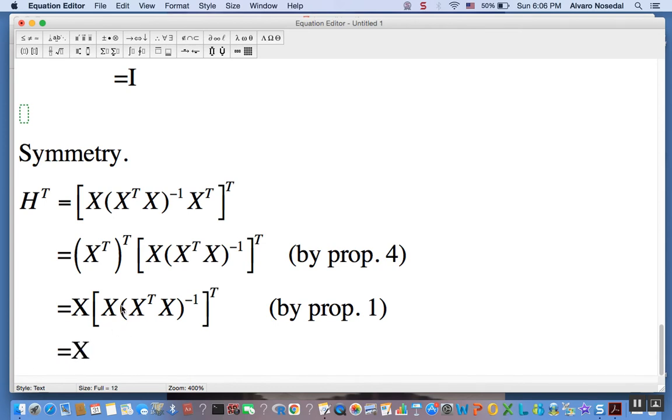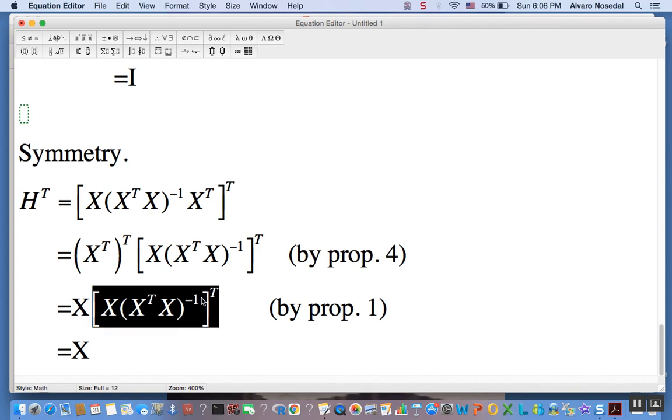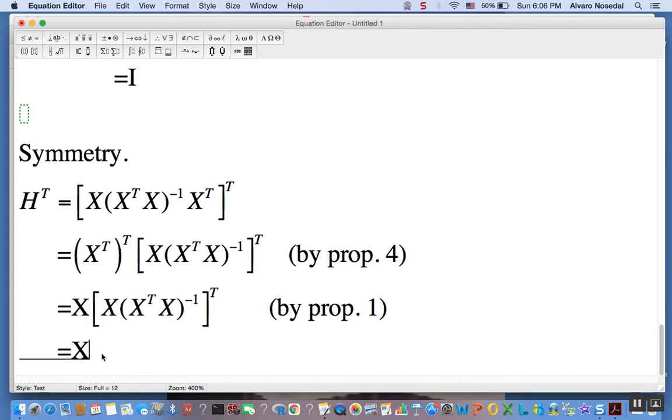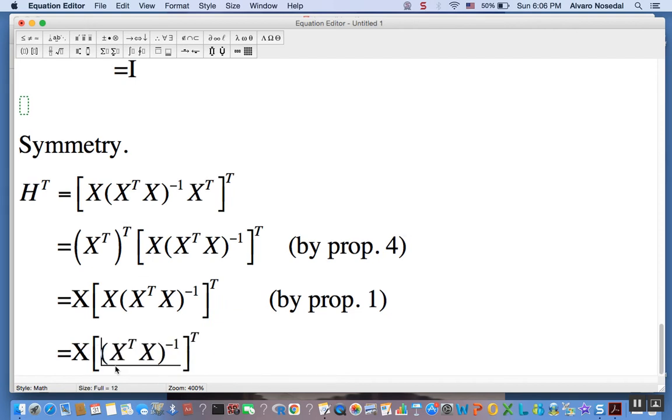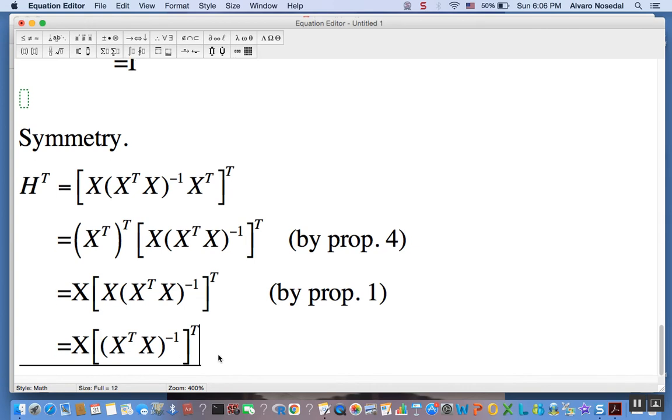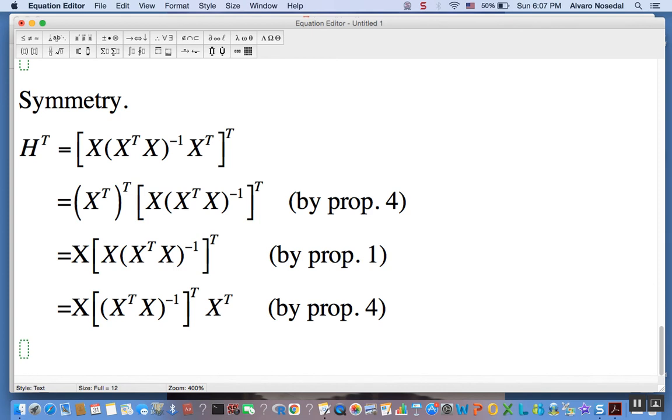Okay. Now, again, we are going to use property number 4. So it's going to be this guy here. Let me copy and paste it, and then I'm going to get rid of the first term. It's going to be this guy transpose times X transpose. You agree? And that again is thanks to property number 4. Okay?